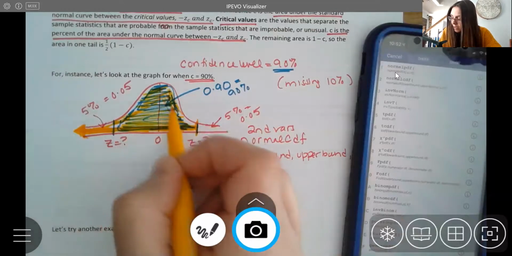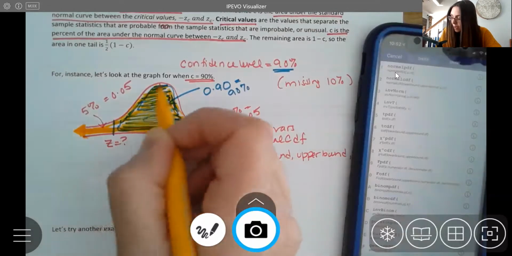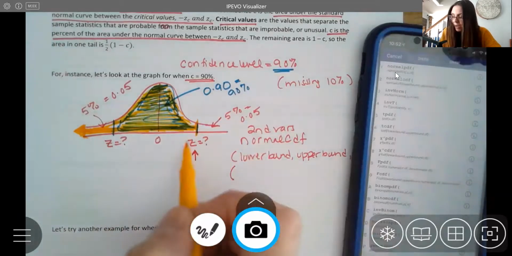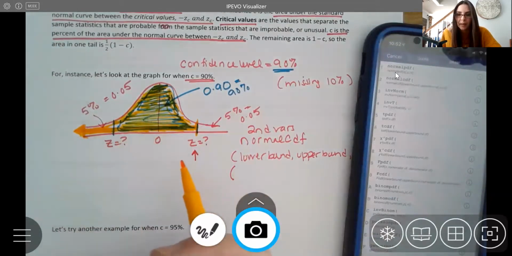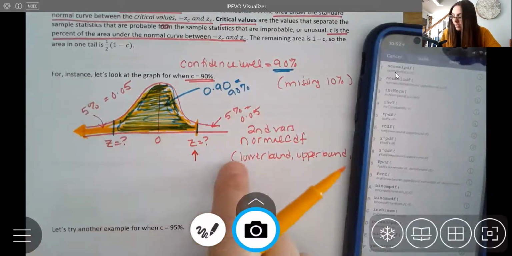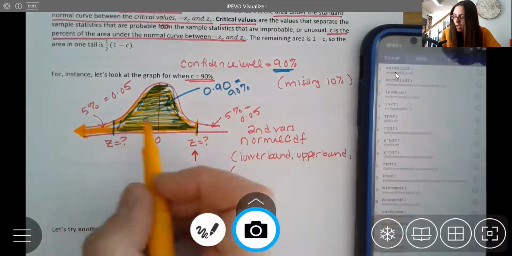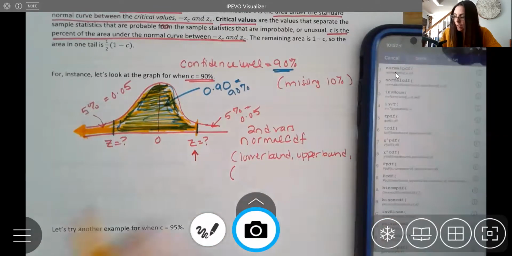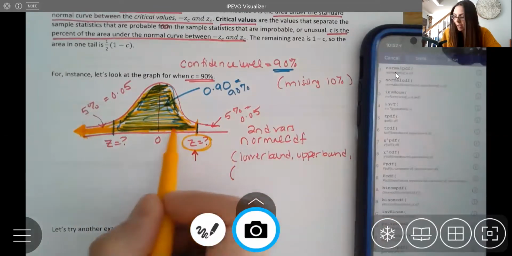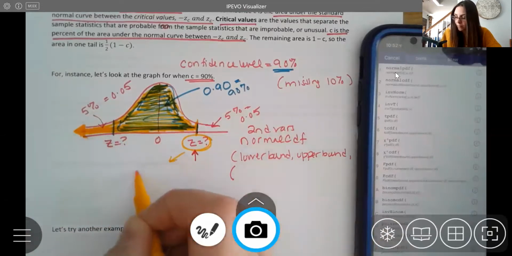The reason we're going to do this is because we're going to go back now. I'm not going to use the normal CDF because I don't have the z values yet. If I had the z values, I would plug them in, but I don't have them. But I want you to see this idea of lower and upper bound. I only need to find one z value, the positive one. So we're going to figure out the area totally to the left of that z value.